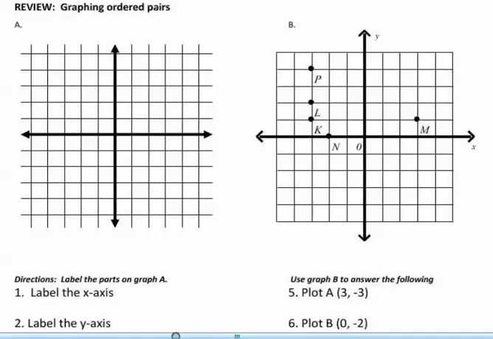Let's review graphing and ordered pairs. In this case, it wants us to label on graph A. It wants us to label the x-axis, y-axis, quadrants, and then the number lines. You got to remember your magic C. So you always start in quadrant 1, and you need to write in Roman numerals. As you draw a C, it tells you the order you're going.